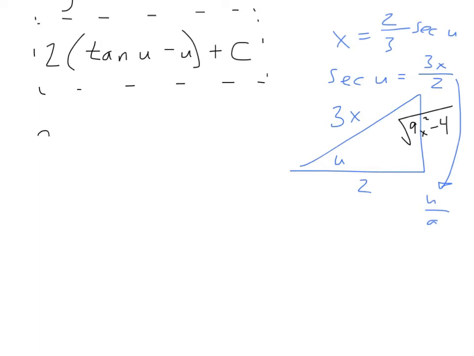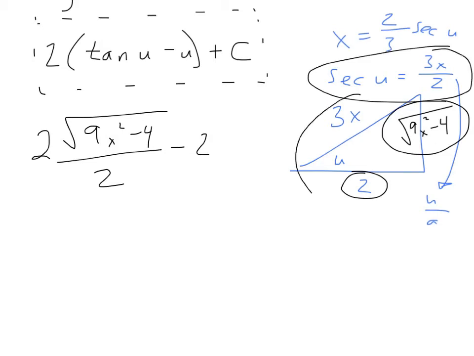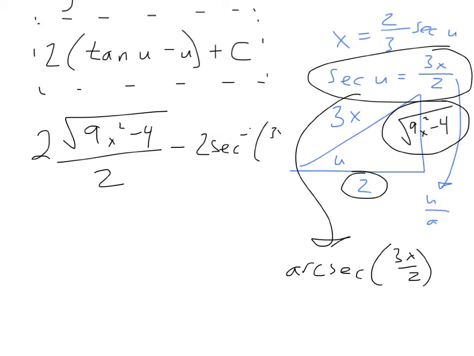I'm going to have 2 times the tangent of u. Tangent of u is opposite over adjacent. So 2 times the square root of 9x squared minus 4 all over 2 minus 2 times u. And what is u? Well, using this statement right here, we can see that u is basically arc secant of 3x over 2. So 2 inverse secant of 3x over 2 plus c.